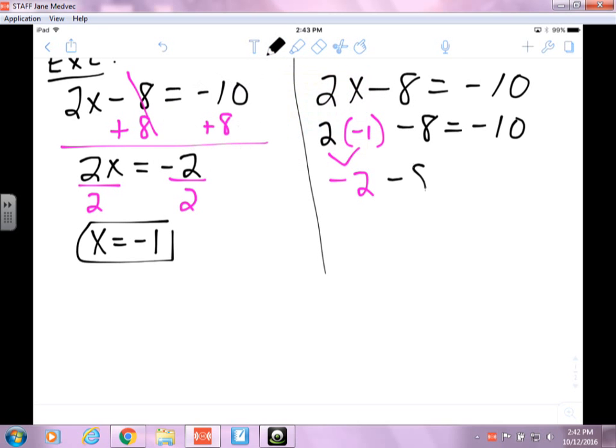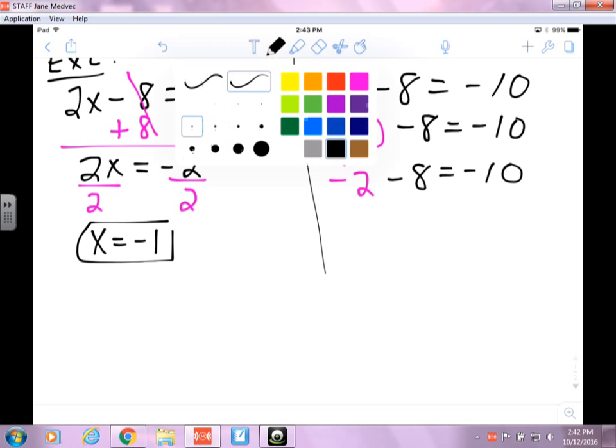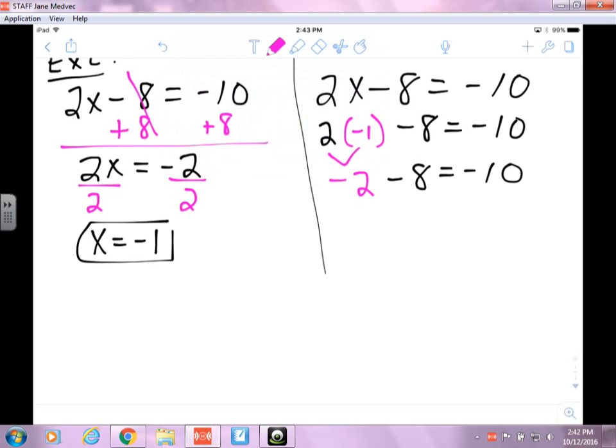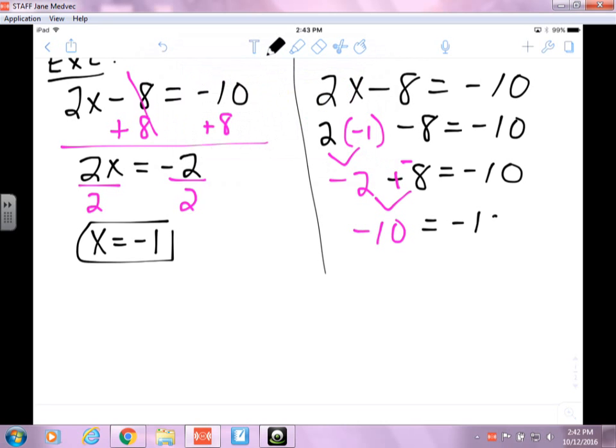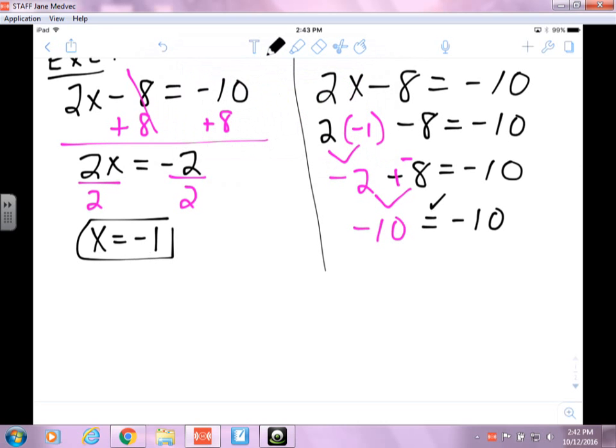Minus 8 equals negative 10. Now, I had a student last hour, they said, well, if I have negative 2 and I subtract 8, can't I do a chop chi on that? Yeah, you can. You can go chop chi. Do you have to? No. But this really helped her. So absolutely, you can do that. There's nothing wrong with that. So if I have a negative 2 and I add a negative 8, I get a negative 10. Okay? And it's a check.